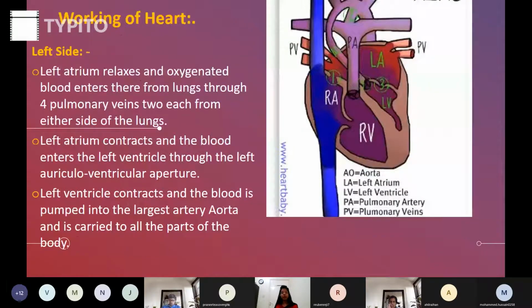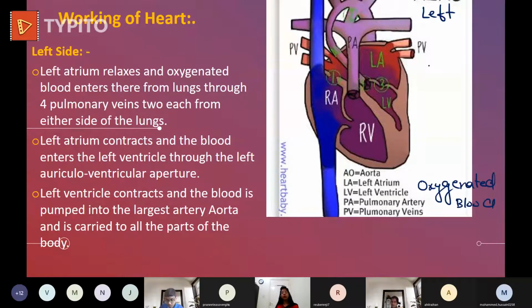Left hand side. Okay, come to the left hand side. So where is the left hand side? This is the left side of the heart. We are going to talk about it. And the left side contains oxygenated blood. Okay, the left side contains oxygenated blood.